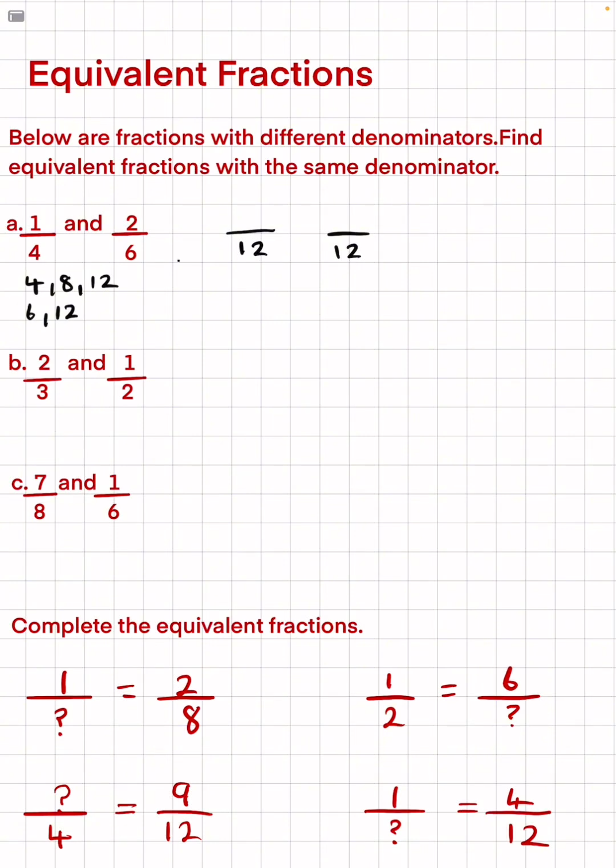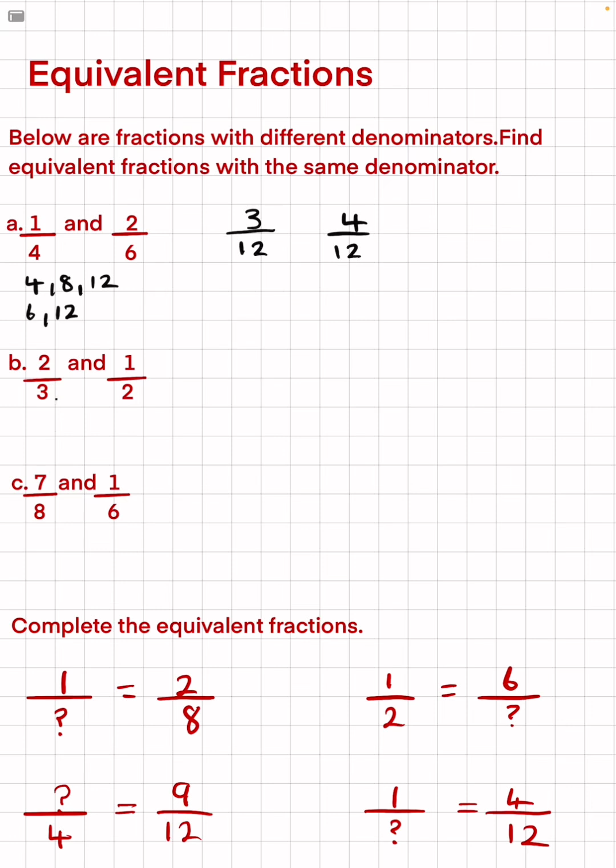To get from 4 to 12, we've multiplied by 3. So we're going to do the same with the top number. 1 times 3 is 3. To get from 6 to 12, we've multiplied by 2. So we're going to multiply the top number by 2. 2 times 2 is 4. 1/4 and 3/12 are equivalent fractions, and 2/6 and 4/12 are equivalent fractions.